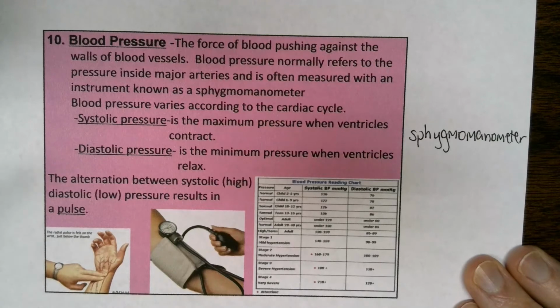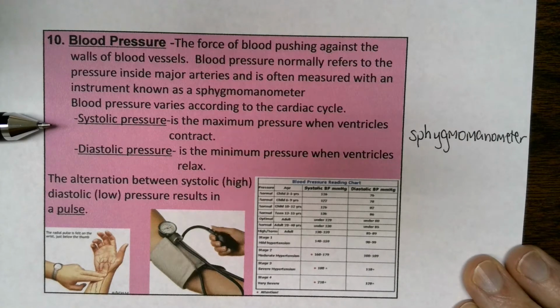And so you can take that at either the brachial artery or the radial artery that we can see here in those two pictures. Blood pressure is going to vary according to the cardiac cycle, looking at the P, the QRS, and the T wave, for example. Systolic pressure is the maximum pressure when the ventricles contract. And diastolic pressure is the minimum pressure when the ventricles relax.